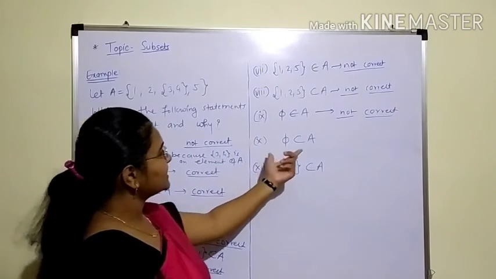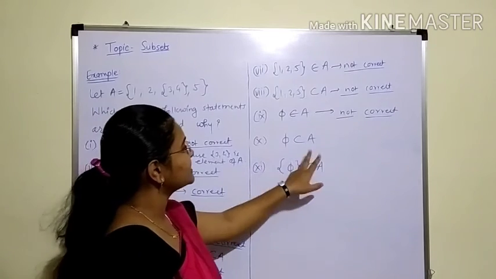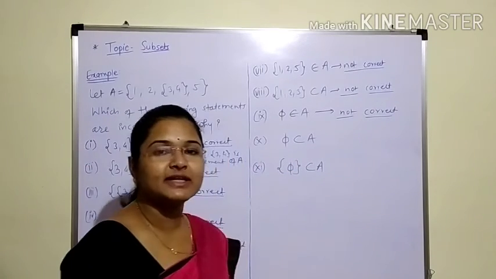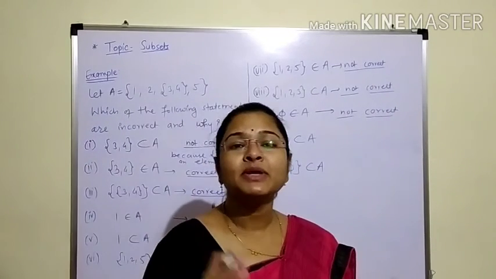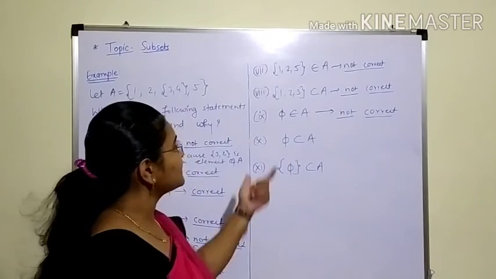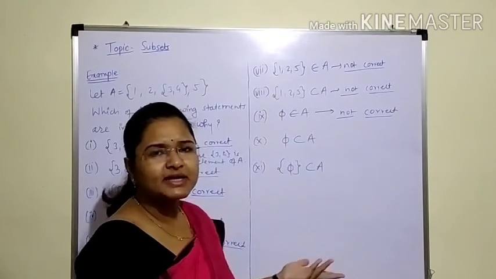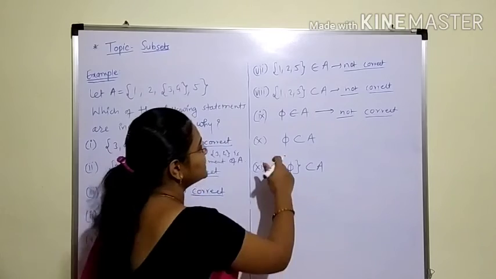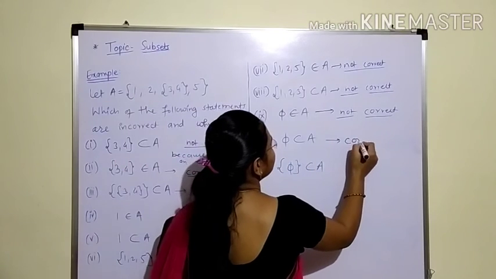Now in the 10th question, they have given that the empty set is a subset of A. Already we have studied some results. In that we have seen the empty set, null set, or phi you can say, is a subset of all sets. So why would it not be a subset of A? Okay, so this is a correct statement.